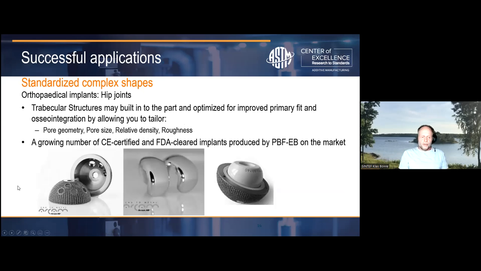One thing that has reached a very wide industrial level of production is hip implants, orthopedic hip joints, the little cup that goes into the hip bone. Thanks to additive manufacturing, successive addition, you can design even trabecular structures, a sort of three-dimensional mesh structure which allows the bone to grow into the structure and have a much better connection to the implant.